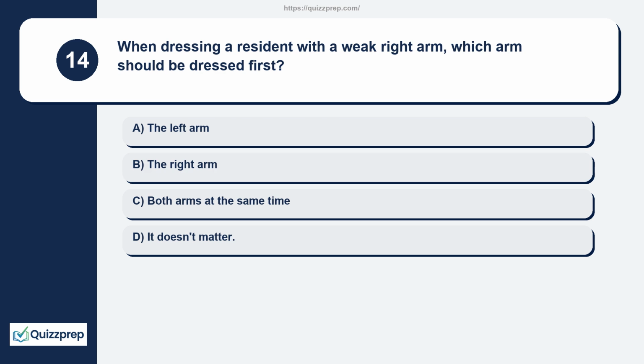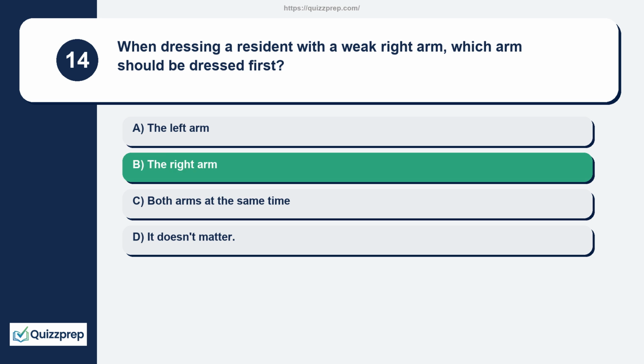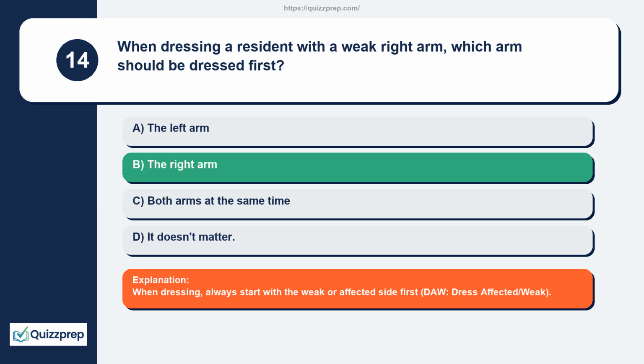Question 14. When dressing a resident with a weak right arm, which arm should be dressed first? The left arm, the right arm, both arms at the same time. It doesn't matter. When dressing, always start with the weak or affected side first. Dress affected, weak side first.